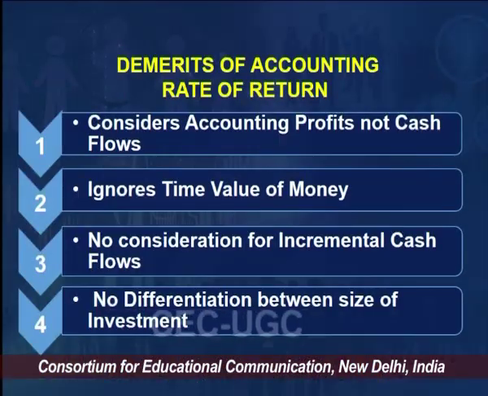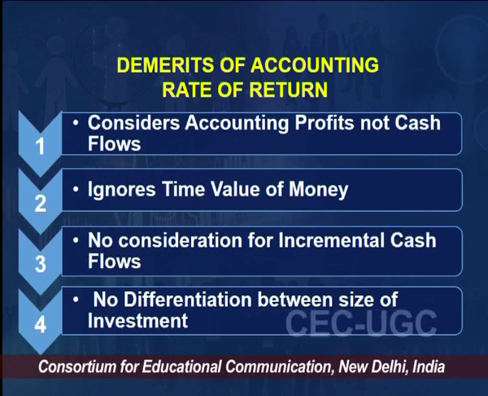What are the demerits of this method? So, this method has a couple of limitations, of course. First of all, it considers accounting profits and not cash flows. Number 2, it ignores time value of money. Number 3, no consideration for incremental cash flows. And number 4, no differentiation between the size of the investment. So, let me discuss all these points one by one.